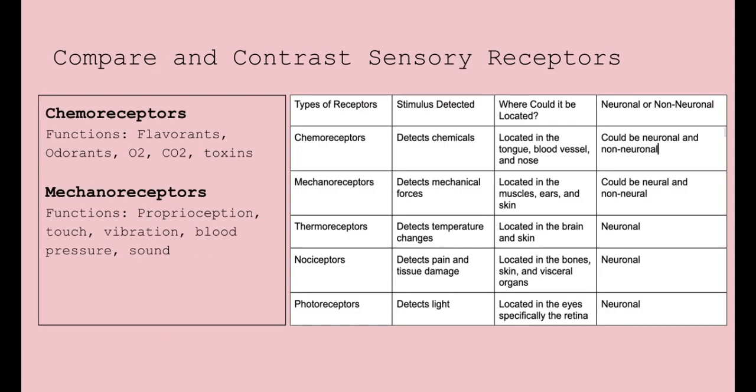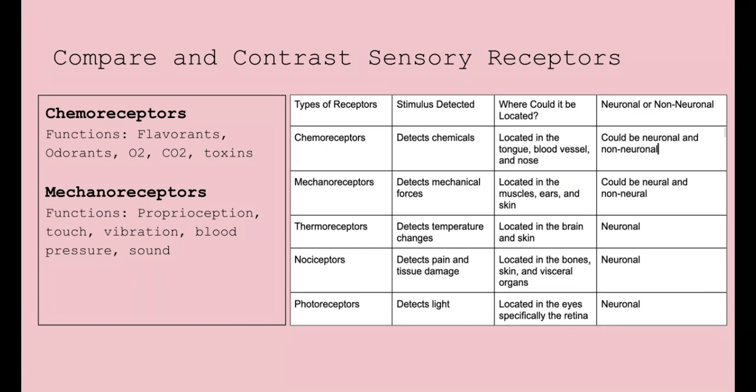Let's compare and contrast sensory receptors. So we have five sensory receptors. They consist of chemoreceptors, mechanoreceptors, thermoreceptors, nociceptors, and photoreceptors. So chemoreceptors is kind of like chemicals. They detect chemicals, and they're located in the tongue, blood vessels, and the nose. And they can be both neuronal and non-neuronal.